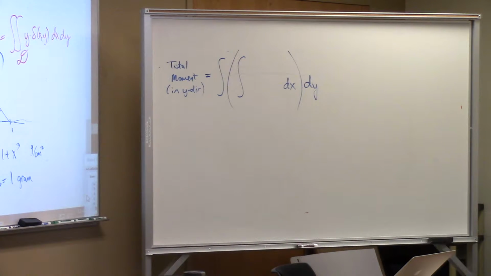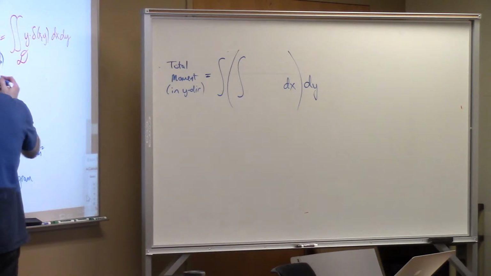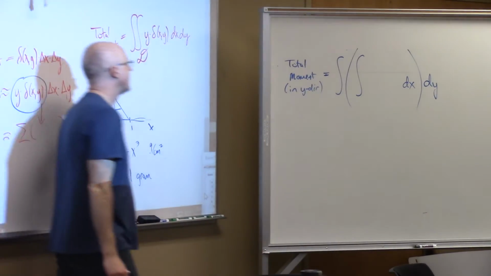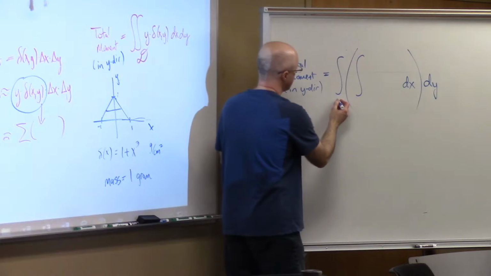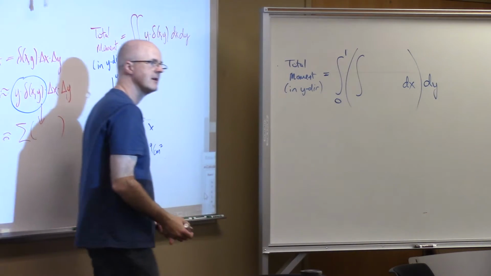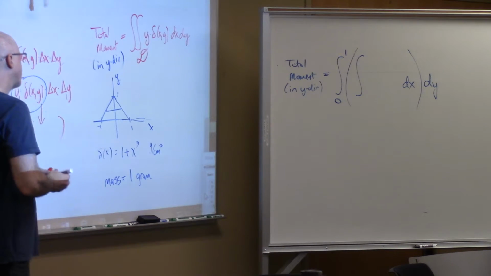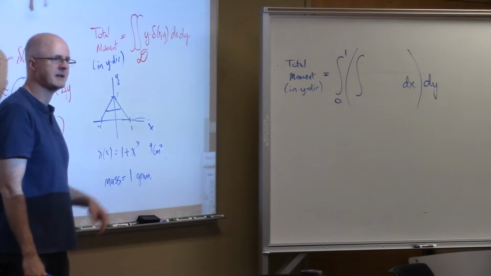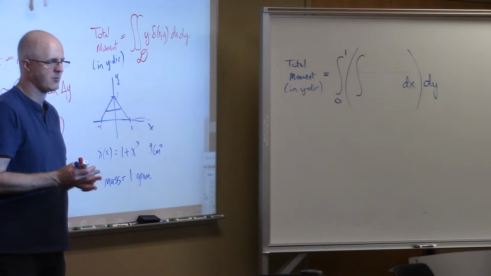Looking at the picture here, y goes from 0 to 1. And those numbers, 0 and 1, are going to be the limits of integration for my outer integral with respect to y. Now you might think, okay, if y goes from 0 to 1 by the picture, it looks like x goes from -1 to 1. But that would be wrong in this case.